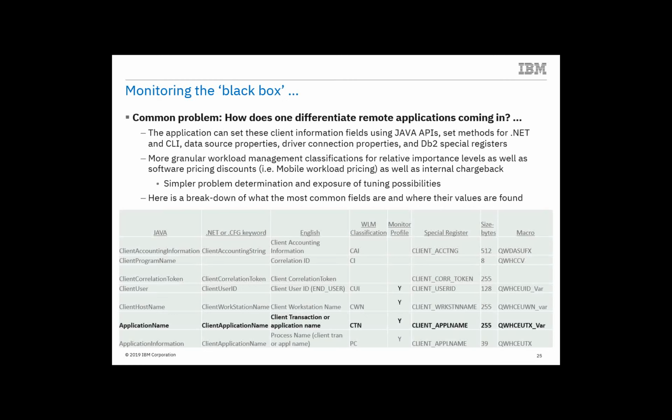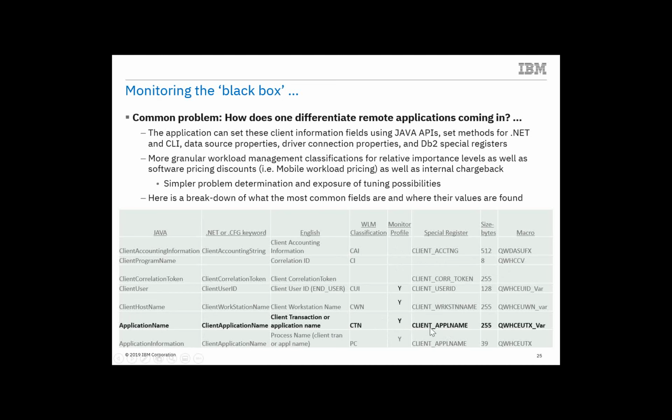So enter client accounting information, which came back in version 8. I've got a little chart here of the different client accounting fields you can populate, whether it's Java or .NET, what the keyword's called in each of those, whether or not it can be used for WLM classification, if you can use a monitor profile to limit it, and the special register and size and macro. In this example, I think application name is pretty good. It's a good granularity, where I can get all the information back in accounting and display, and I can use it in WLM as well as a profile.